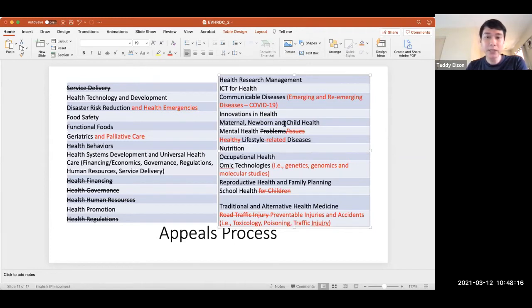maternal, newborn, and child health, mental health, lifestyle-related diseases, nutrition, occupational health, omic technology, reproductive health and family planning, school health, and traditional and alternative medicine. And lastly po, preventable injuries and accidents that will include toxicology, poisoning, and traffic injury. So with that po, I'll unshare lang po, and Sir Raymond or the Secretariat, kung okay na po ba?